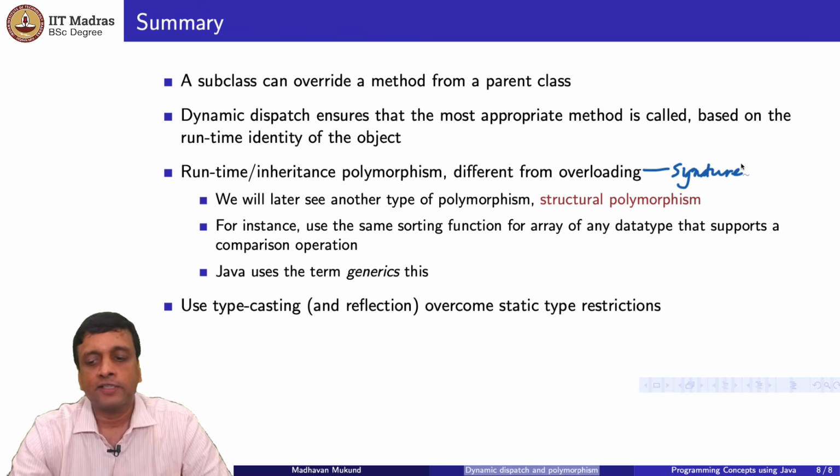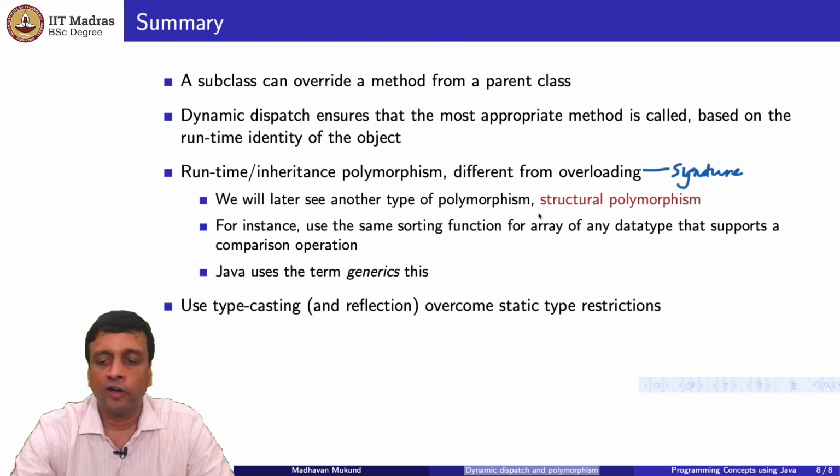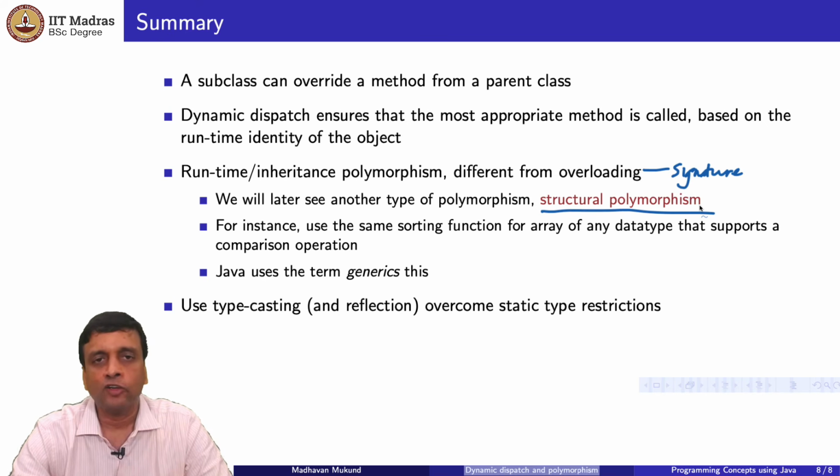So this is something called structural polymorphism. Now I can use a single sort function, and this sort function will ask that its argument have a certain capability, namely the capability of being compared. And so long as the argument has the capability of being compared, the same sort function will work without having to worry about what the exact object is. So this is sometimes called structural polymorphism, and this is quite common in, for example, functional programming. Java also has this, and it uses the term generics. So we will see this later.